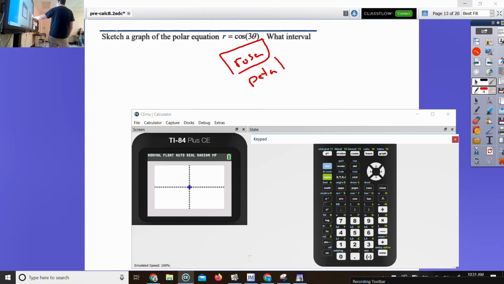Now that was with a 2. Guess how many petals you have if you make it a 4? So when there's an even number in there, you actually double the number of petals. When there's an odd number, you keep the number of petals. Just kind of interesting about the rose petals.